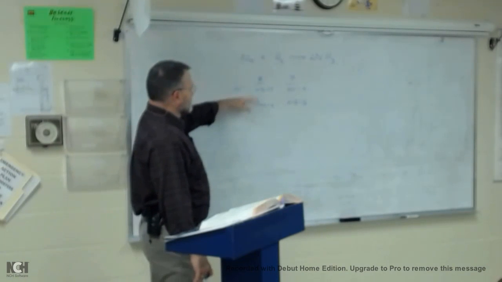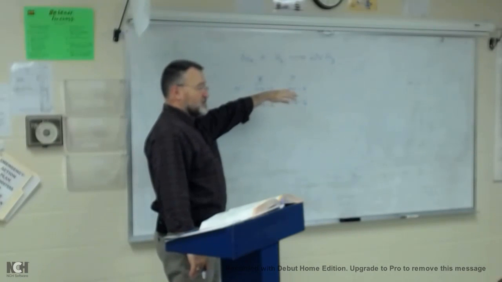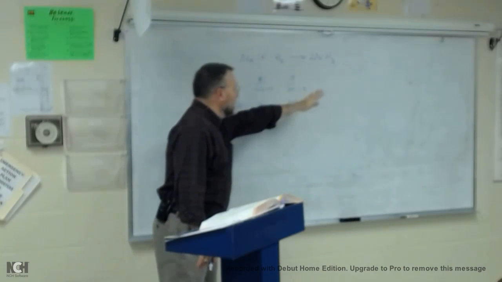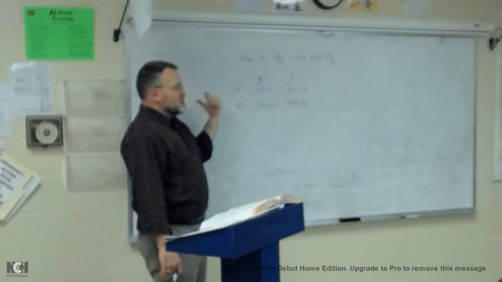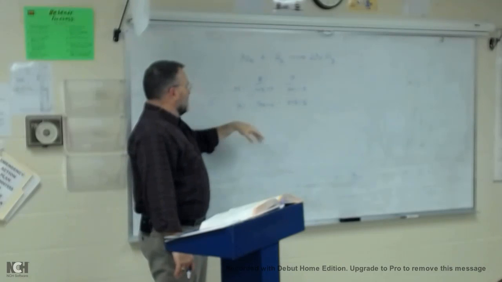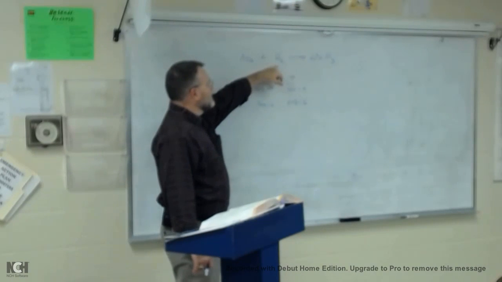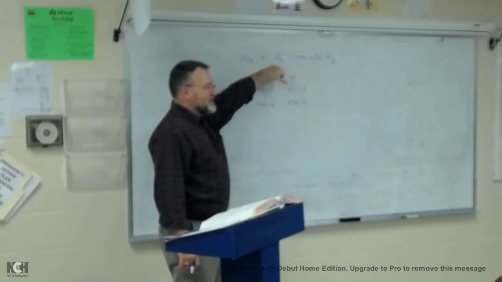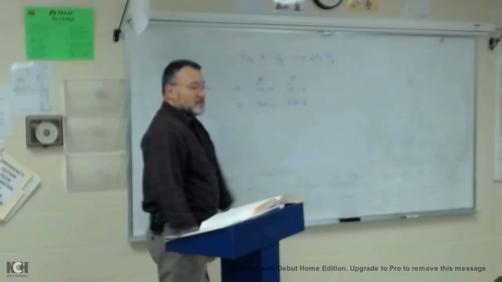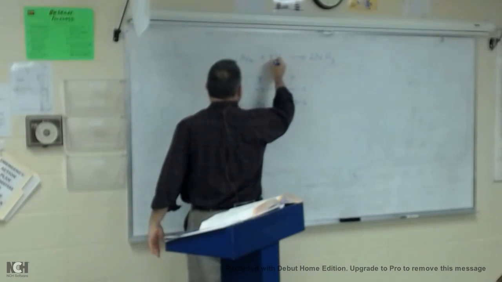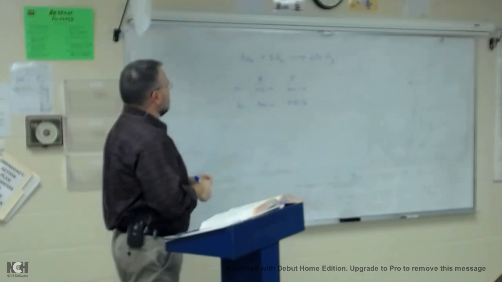I need more hydrogens, right? Let's do the process. Let's walk the process. What do I need more of? I need more hydrogens on the reactant side. How many do I need? I need a total of 6. How do I build it up? I build it up in sets of 2. How many sets of 2 do I need in order to have 6? 1, 2, 3. 1, 2, 3, right? 3.